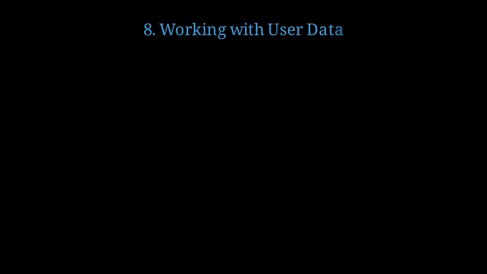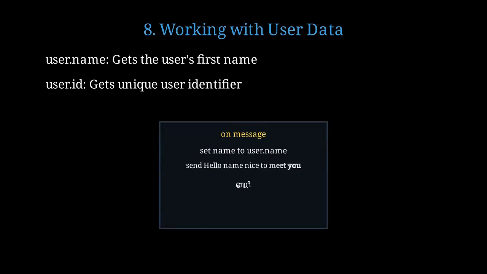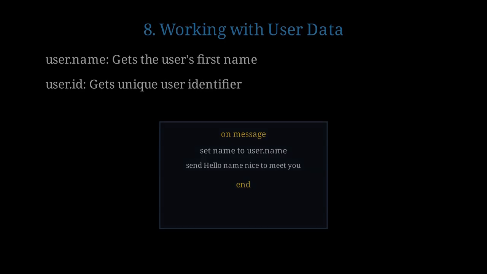TBH lets you access and use information about the user interacting with your bot. The user.name variable gives you the user's first name from their Telegram profile. The user.id gives you a unique identifier for each user interacting with your bot. This bot greets users by their Telegram name, making the interaction feel more personal.